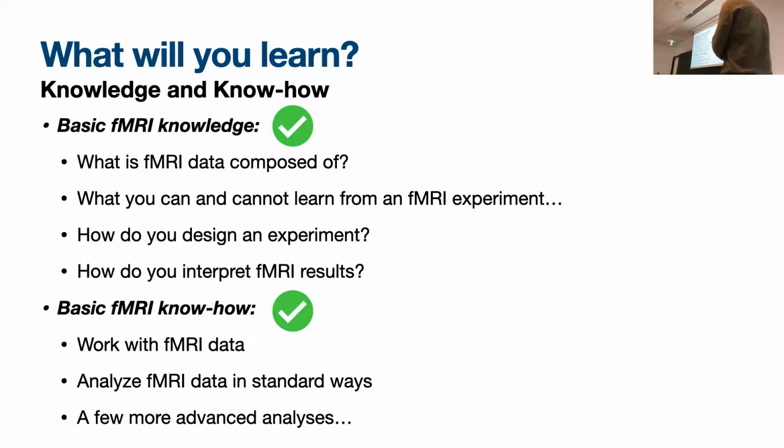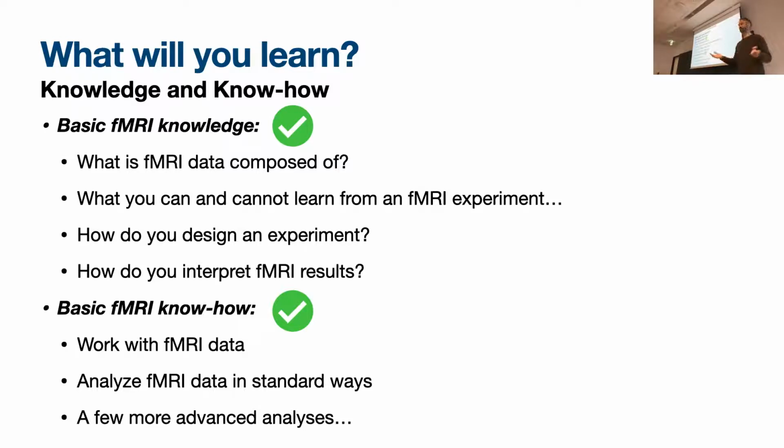Now, in terms of knowledge, we want to give you a strong background in what an fMRI experiment consists of, for example. What are the data? What you can and cannot do with fMRI data, and consequently also what you can and cannot learn from an fMRI experiment, and the different factors that this depends on. So this includes things like designing experiments. There's a whole zoo of different types of experiments that you can do in a scanner, and we hope to give you some ideas about the types of things that you can do.